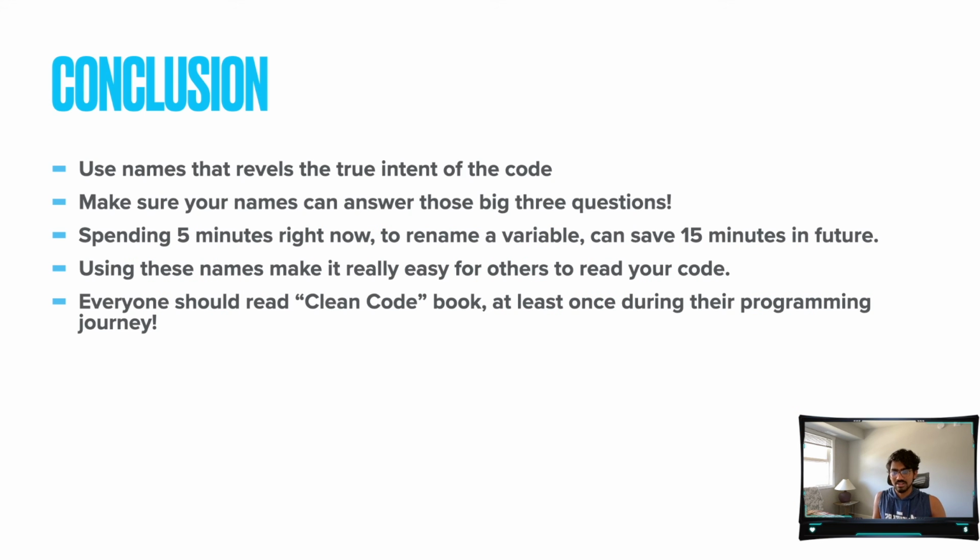Let's conclude this video by saying that you should use names that reveal the true intention of the code. If your names can answer those big 3 questions, that's a pretty good name and you won't get confused in the future. Spending 5 minutes right now is an investment for the future, so that you don't have to spend 10 minutes to understand your own code. And everyone should read the Clean Code book by Robert C. Martin. It has really good topics, really good things about writing clean code, which can help you maintain it over time.